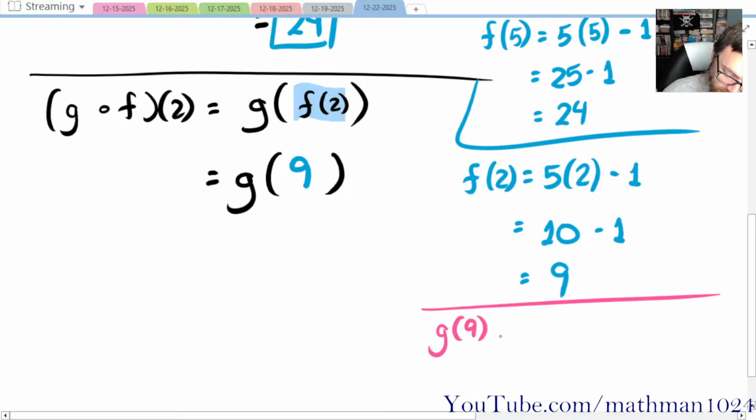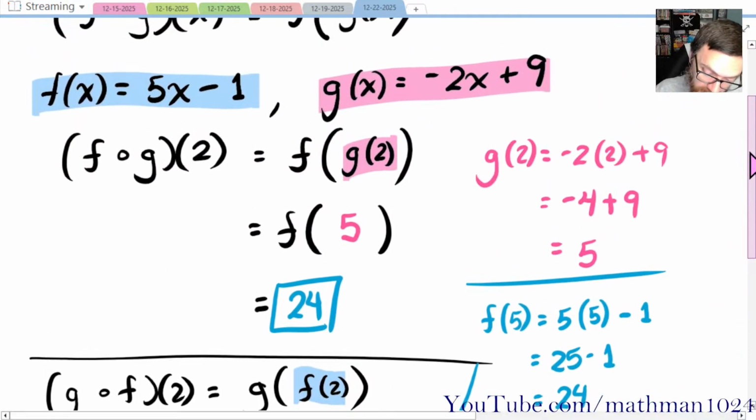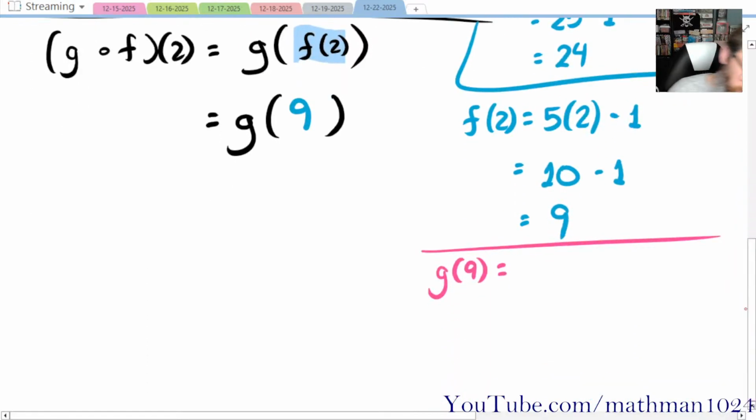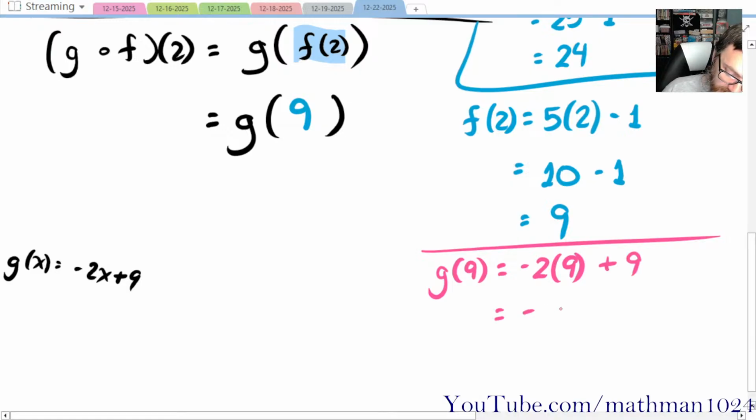So g of 9 equals, you know what? I forgot what g was. Negative 2x plus 9. All right, so I'm making a little note here. g of x equals negative 2x plus 9. Okay, just to make sure I have my function, basically my formula, so I can plug in correctly. So negative 2 times input value of 9 plus 9. All right, so we get negative 18 plus 9, which equals negative 9.